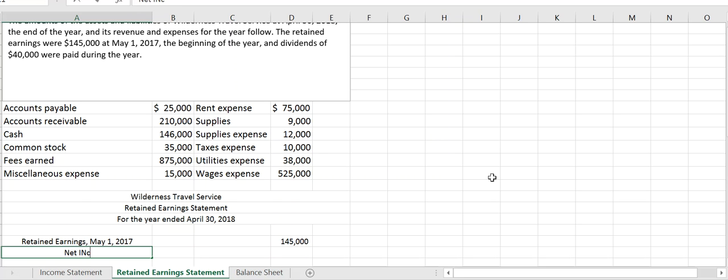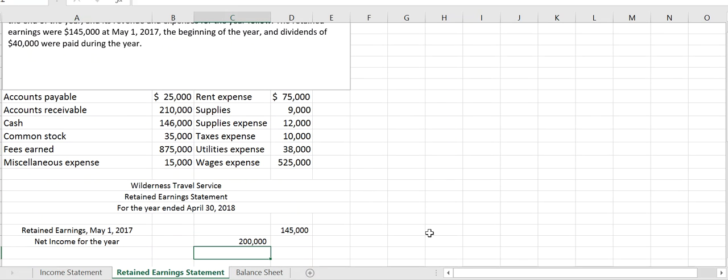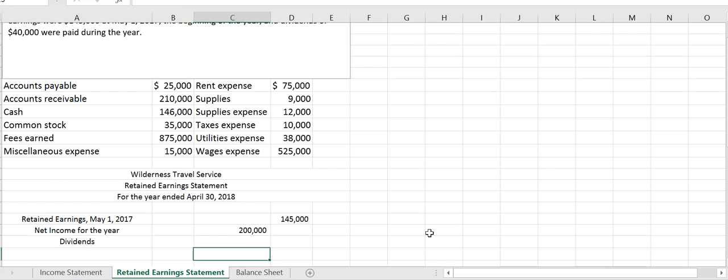So we did have a net income for the year, which we know is right on our income statement. So if we go to our income statement here, we have a net income of $200,000. We're going to pull that right into our retained earnings statement. We also paid out dividends. And dividends reduce how much we are retaining or keeping of our earnings. In this case, we've given something back to those that have invested into our business, our stockholders. In total, $40,000. So this is going to give us our change in our retained earnings.